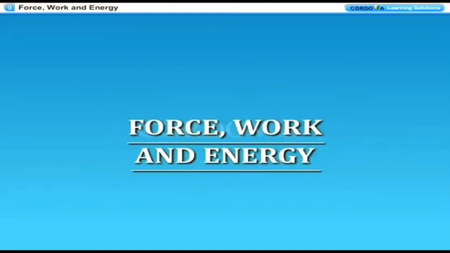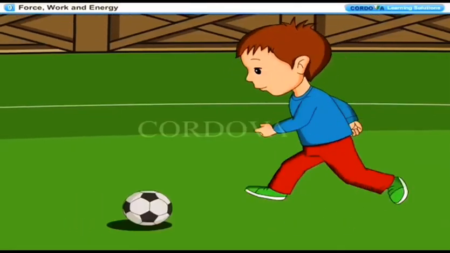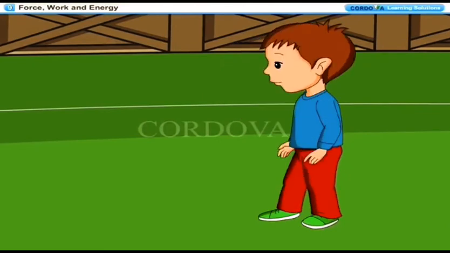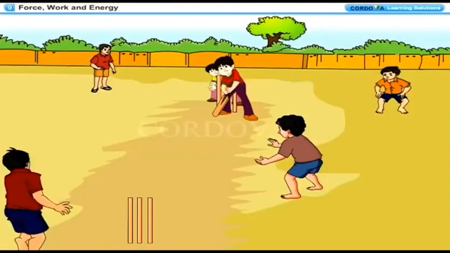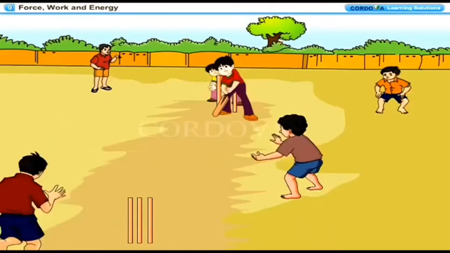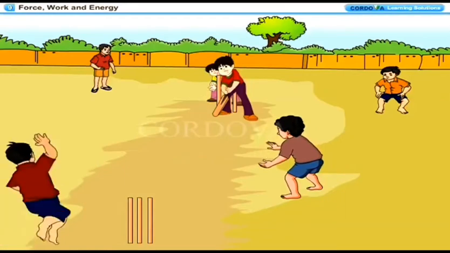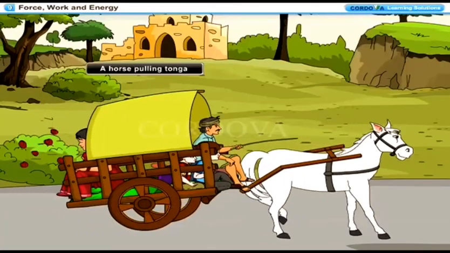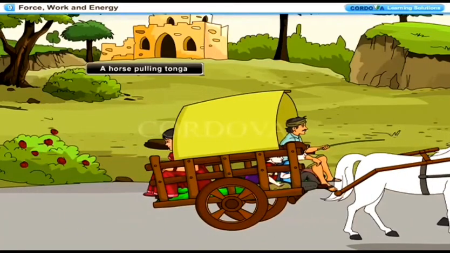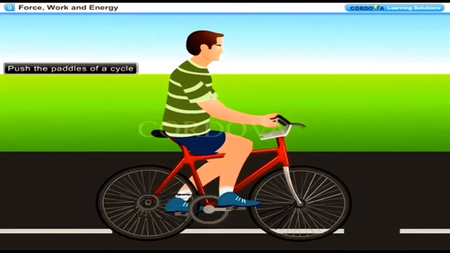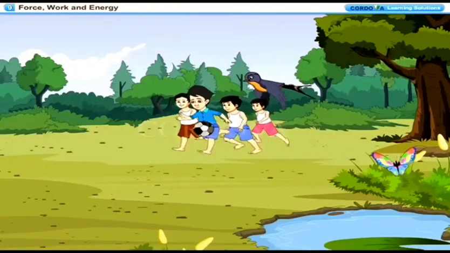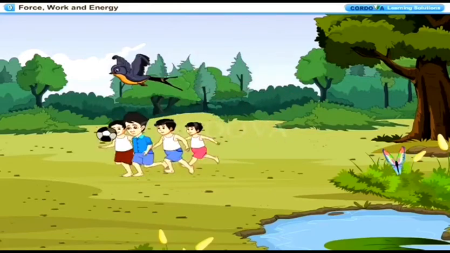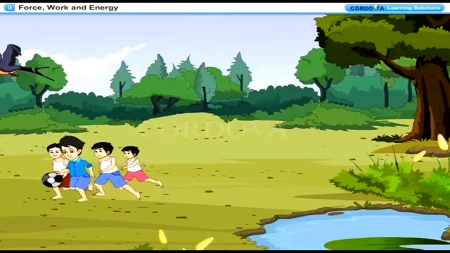Force, work and energy. In our daily life, we do many actions. When we move an object, we either pull or push it. In a cricket match, the ball is being pushed by the player with a bat. A horse pulls a wagon to move it. We push the paddles of a cycle to move it. You see that either a pull or a push is required to move an object.